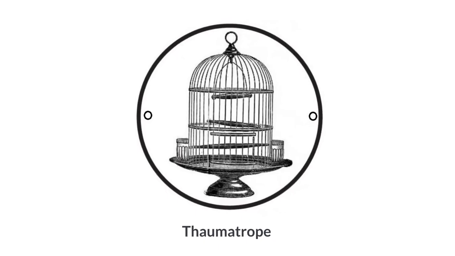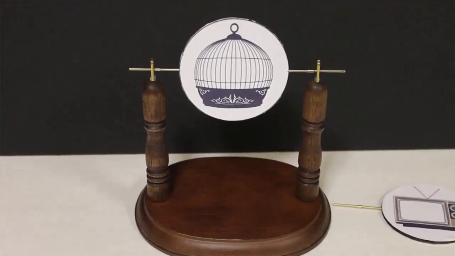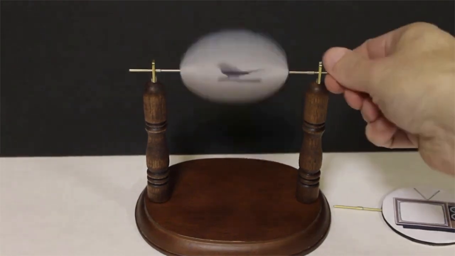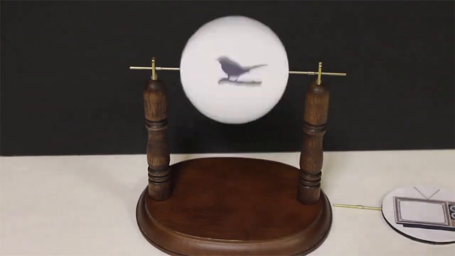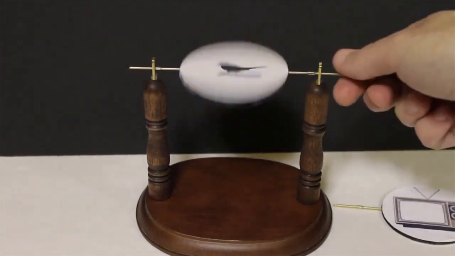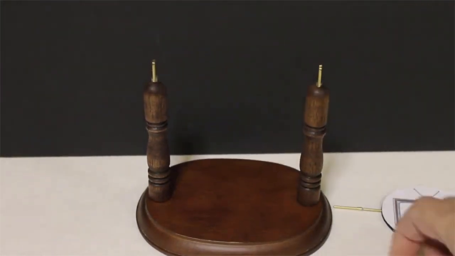Number 26, thaumatrope. The thaumatrope is a simple yet effective illusion. When two images are rapidly flipped, our brain combines them into one, creating the illusion of a single image. It's like magic happening right before your eyes.